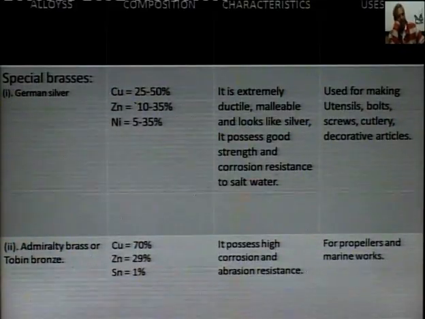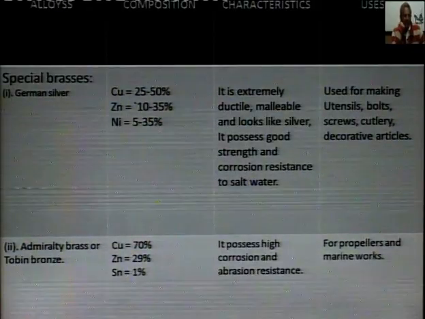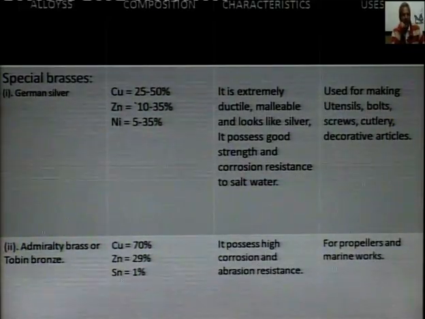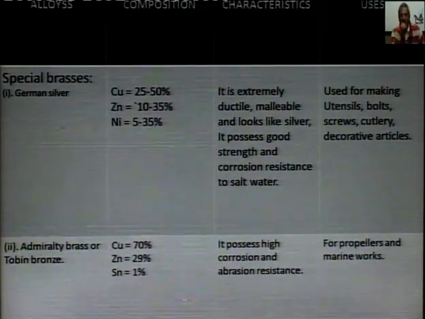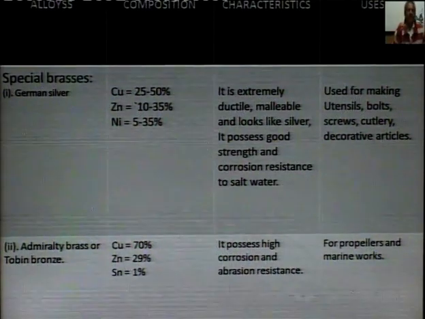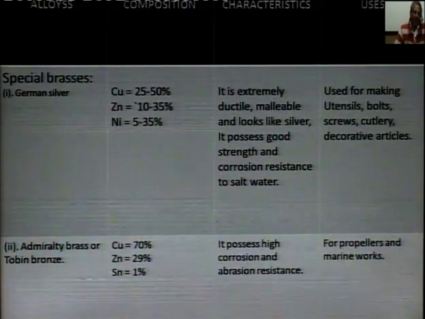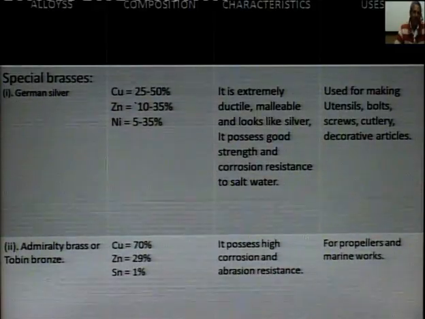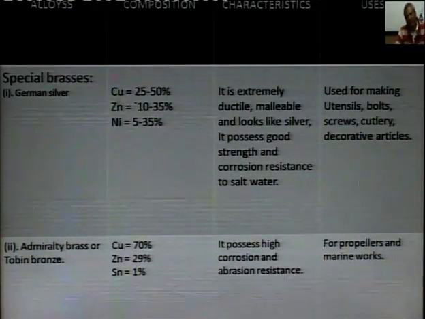There are some non-ferrous alloys, examples of non-ferrous alloys. In German silver, the constituents are copper, zinc, and nickel. This German silver is used for making utensils, bolts, screws, cutlery, decorative articles. German silver has characteristic ductility, malleability, and looks like silver. It possesses good strength and corrosion resistance to salt water.